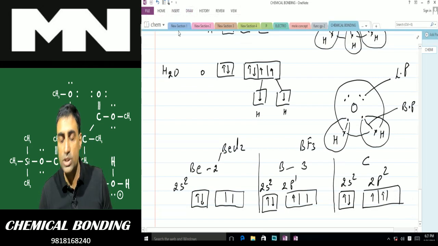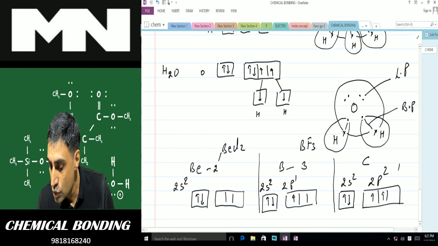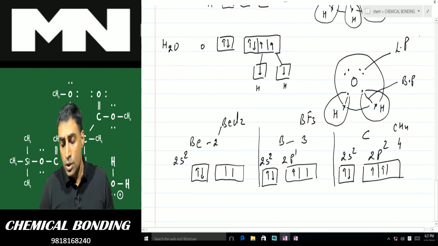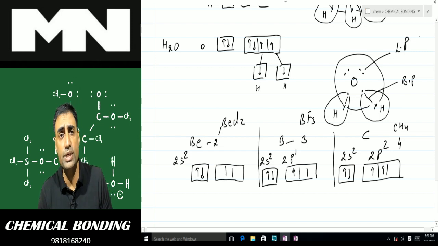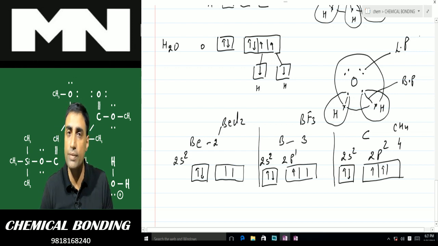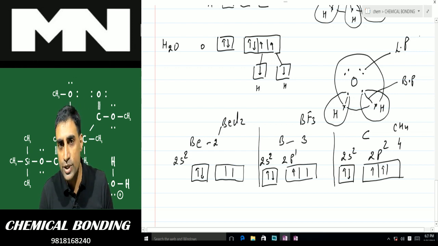So carbon, which has got 2 unpaired electrons, should form 2 bonds, whereas it forms 4 bonds, like in CH4. So how come these elements are not obeying valence bond theory? Although they have got a lesser number of unpaired electrons, they are forming more bonds. How is it possible? Well, to explain that, valence bond theory gave a concept of excitation.